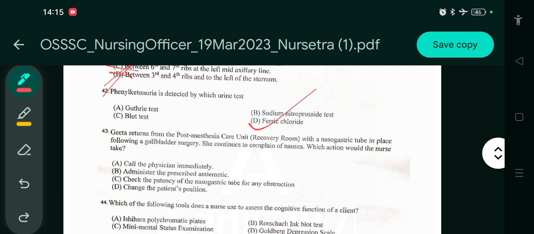And why not the other options? The Guthrie test is a screening test, okay. And option B, sodium nitroprusside test, detects ketone, it is not a phenylketonuria test, it is for ketone and homocysteine, okay. And option C, blood test, is for infectious disease or genetic disease. So option D is correct and the other options are wrong, okay.